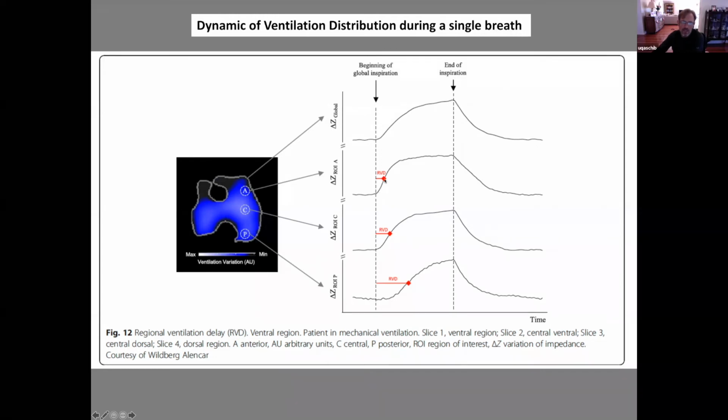However, if we look at the timing where the ventilation starts to rise, we see first the areas in the so-called non-dependent part of the lung, whereas the dependent parts lag behind the non-dependent parts in time. So there's different timing in the filling within the chest. It's a different timing within a positive pressure ventilation.